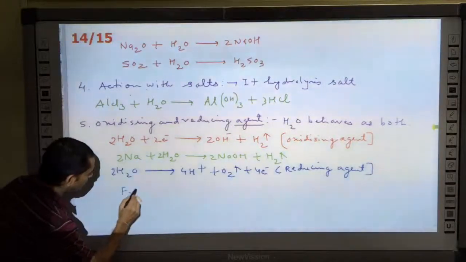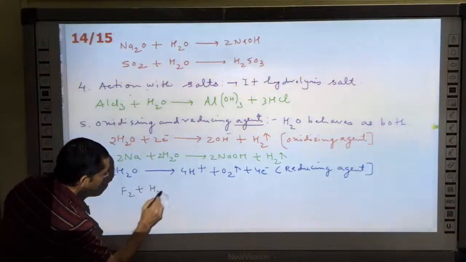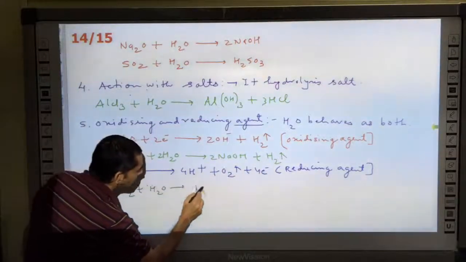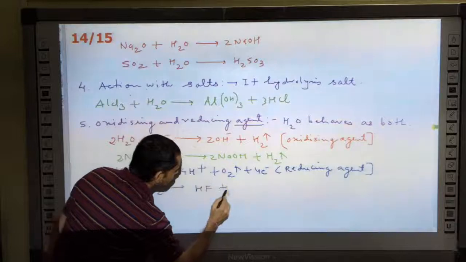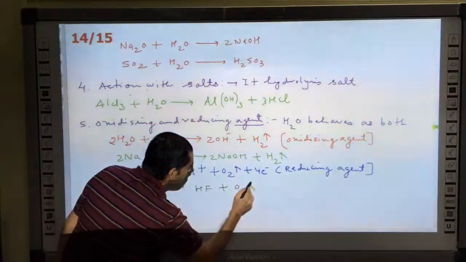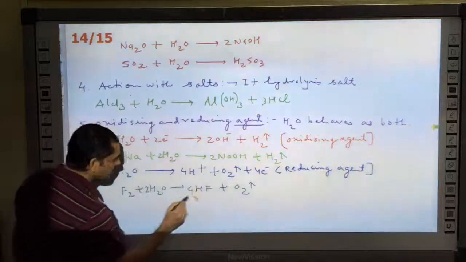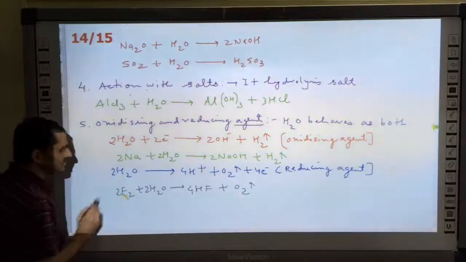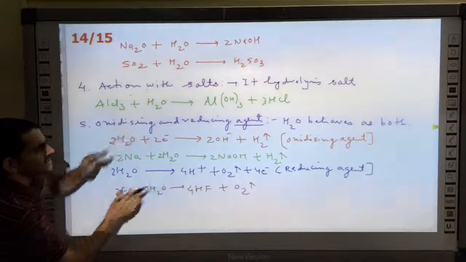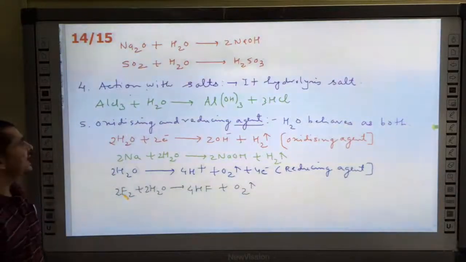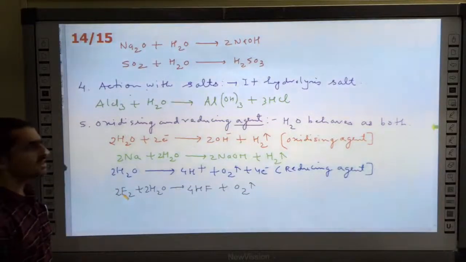F2, fluorine, reacts with water forming what? 2F2 plus 2H2O gives 4HF plus O2. This reaction shows that it can behave as both oxidizing agent as well as reducing agent.